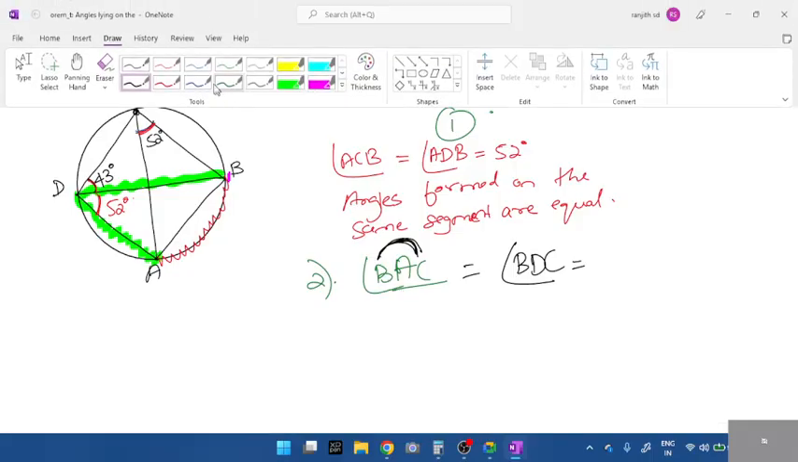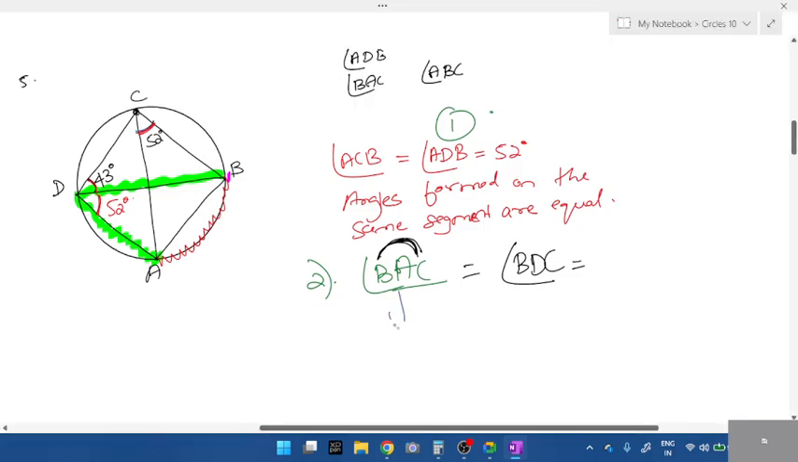That's the reason in the question they didn't ask what is CAB. They always go with alphabetical order, students. BAC. BDC is equal to what's the value? 43 degrees. So angle BAC is equal to 43 degrees. Same, write the same statement here. Angles formed on the same segment are equal.